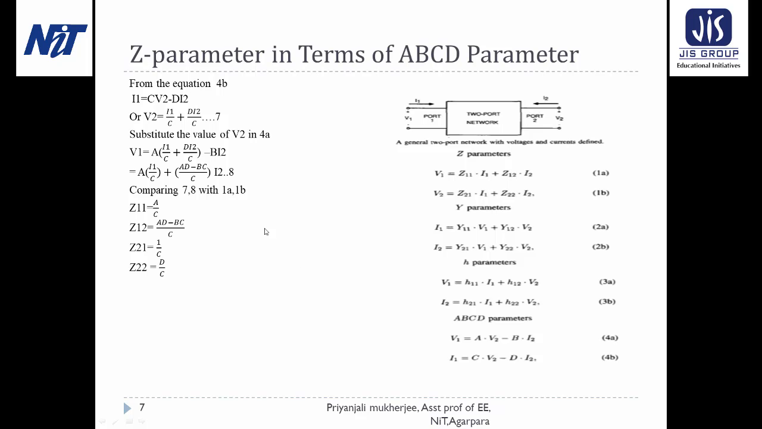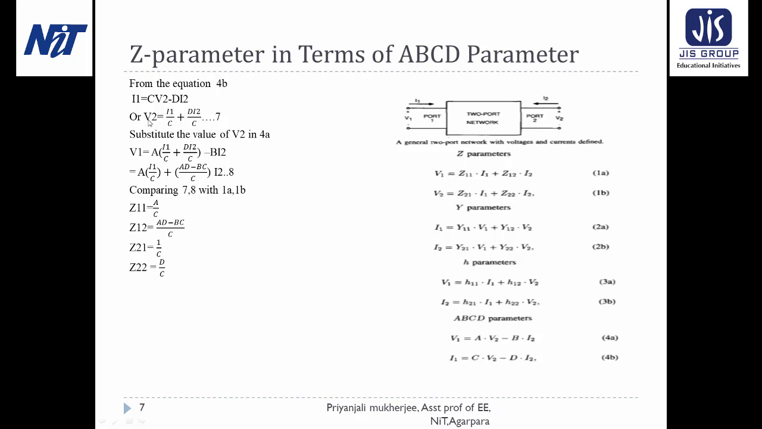Now we can substitute this value of V2 into the equation V1 equal to A into V2 minus B into I2. So it can be rewritten as V1 equal to A by C into I1 plus (AD minus BC) by C into I2. Now we can compare equation 7 and equation 8 with the equations of the Z parameters. If we compare equation 8 with equation 1a, we can find Z11 and Z12: Z11 is the ratio A by C, whereas Z12 is (AD minus BC) by C.